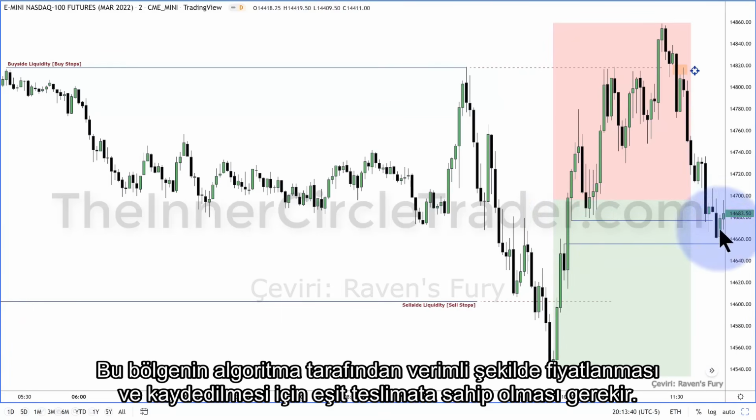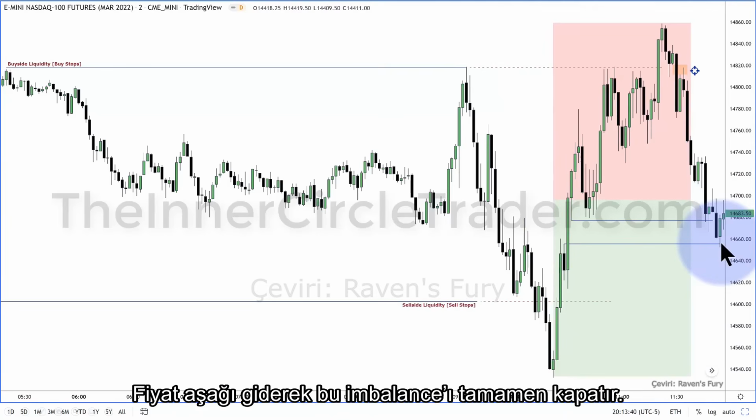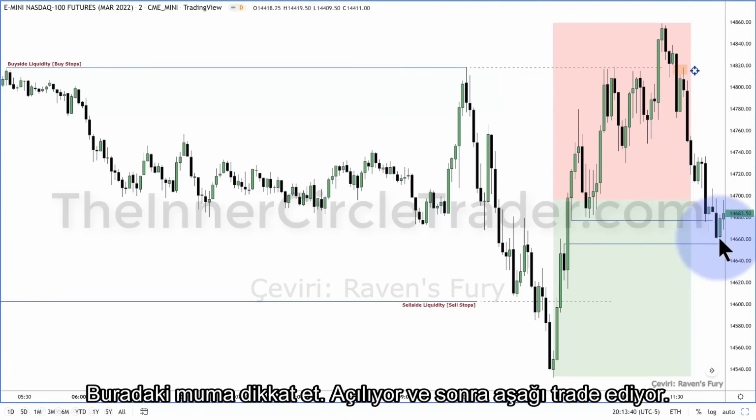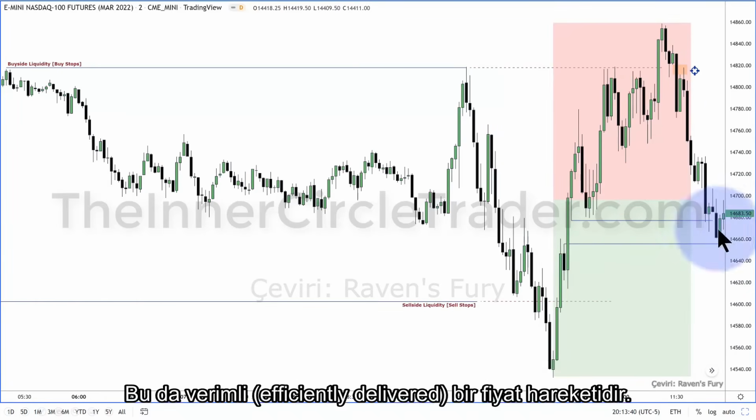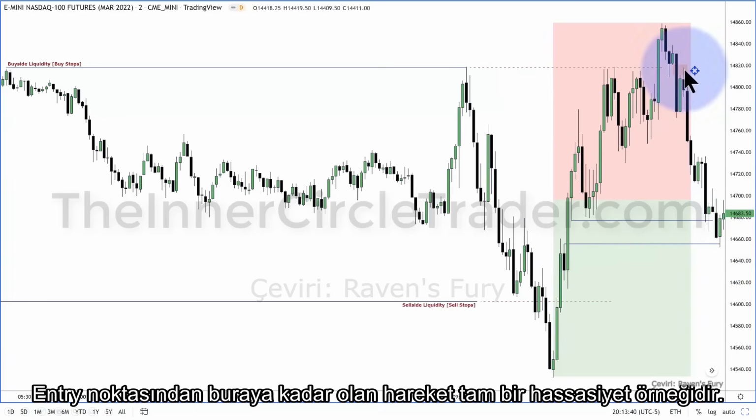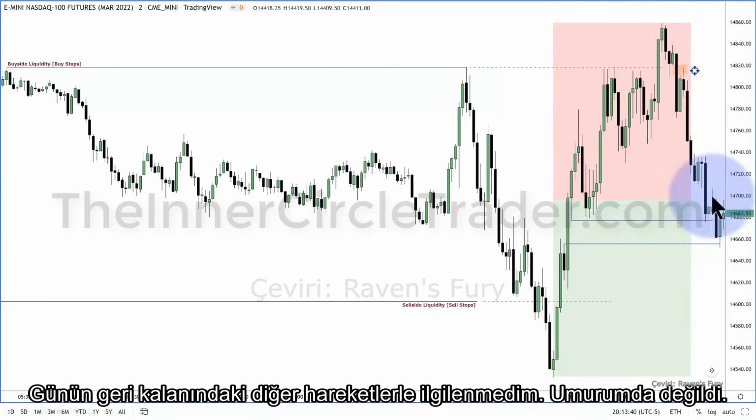It has to have an equal delivery to be efficiently priced and booked by the algorithm. It goes down and completely closes it back in with down movement. Notice the candle on this here opens and then trades down. So it fulfills its role of balancing the buy-side offering, now the sell-side offering. So that is an efficiently delivered price move. Precision elements from the entry here down to here.